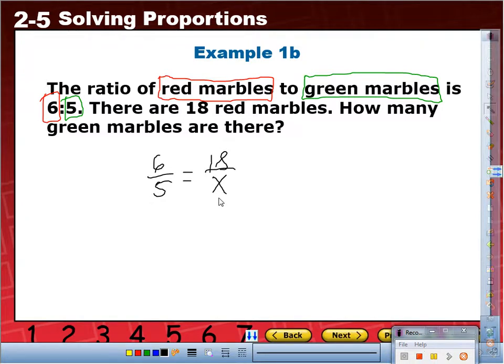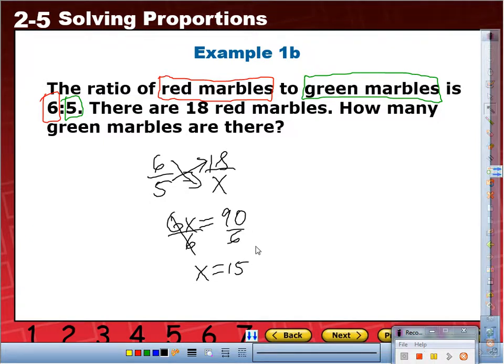And so if you did that, yes? Cross multiply, I start with a variable. 6 times x, that's 6x. 5 times 18, that's 90. Divide by 6, divide by 6. X equals 15. Hands if you got that.